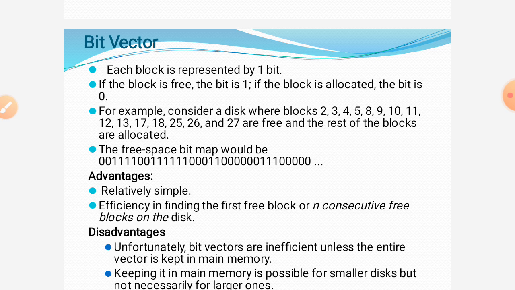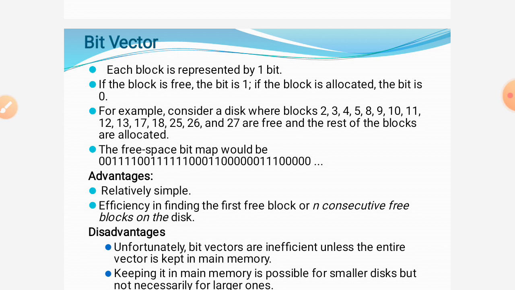One technique for finding the first free block on a system is to sequentially check each word in the bitmap to see whether the value is not 0, that means 1. Since a 0-valued word contains only 0 bits, that means it is already allocated. That represents a set of allocated blocks.